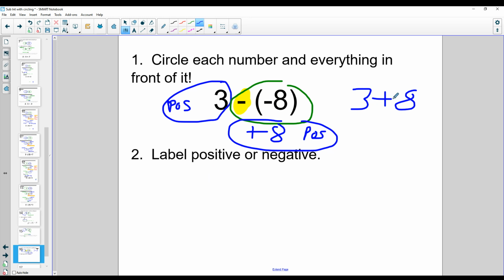So I will draw this out. 3 positives. You have 8 positives. Do you see any 0 pairs? Will anything cancel here? No. So the answer is 11.